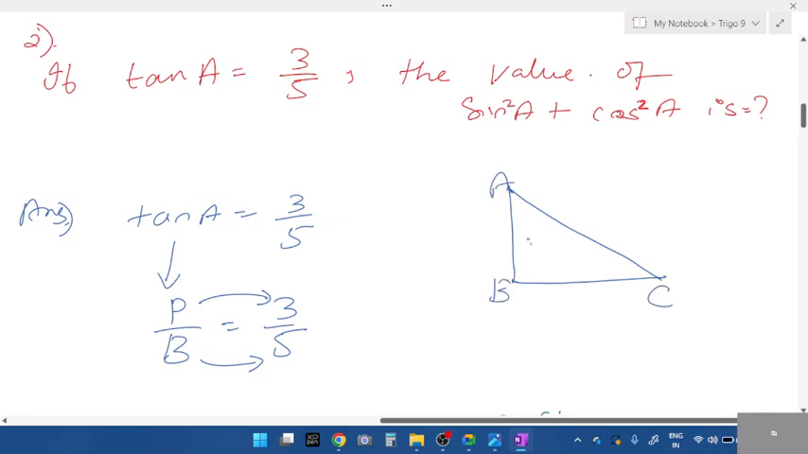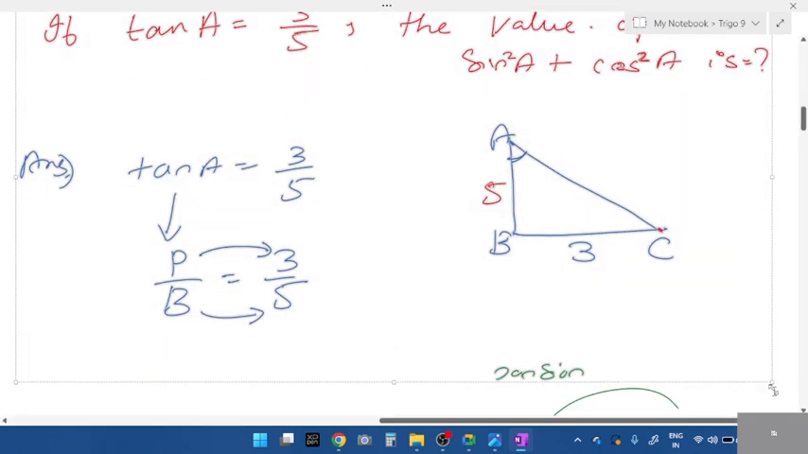With respect to A, which is perpendicular, students? This diagram is very important. With respect to angle A, which is perpendicular? BC, BC value 3. And what is AB? AB is equal to 5. What is missing? AC is missing, right? Yeah, use Pythagoras theorem, find hypotenuse. After that, substitute and find cos square A plus sine square A, students. Completed.